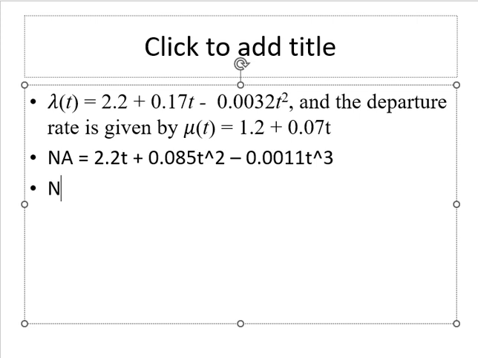Now we need the equation for the number of vehicles departed. So 1.2 t, I'm taking the integral, plus 0.35. Clear? So I know the number of vehicles arrived and departed can be calculated from these equations.